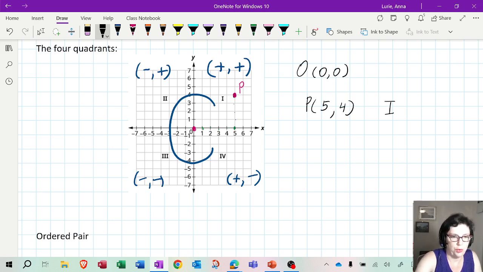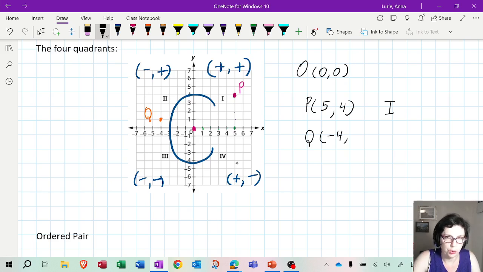Now imagine that you are, for example, somewhere over here. So you left the house and first you went to the left, okay? What are the coordinates of the point Q? How do we know that? Well, first thing you do is you went 4 to the left, right? And we write it as -4. So the negative tells us that we need to travel to the left as opposed to the right.